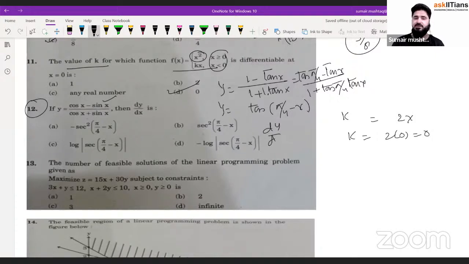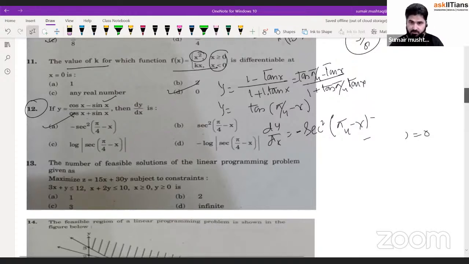Now go for its derivative. This is dy by dx. The derivative of tan is secant square, so this is secant square of pi by 4 minus x, and the internal derivative of minus x is minus, so this thing is equal to minus of this. I think option number A is correct. So this is your answer. Fine. Now go to the next question.